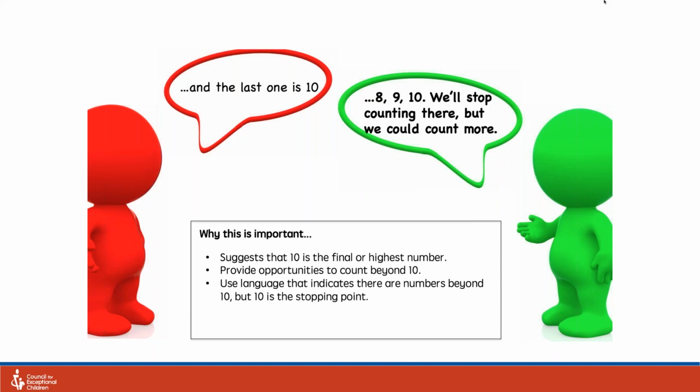So here, the red person is kind of giving us an informal example of math vocabulary. So they say, oh, and the last one's 10. That actually came from a counting song that we saw used in a classroom. The green person is maybe using math language a little bit better. We could say 8, 9, 10. We're not going to indicate that there is any last number, and we'd say, oh, we'll stop counting there today, but we could count more.